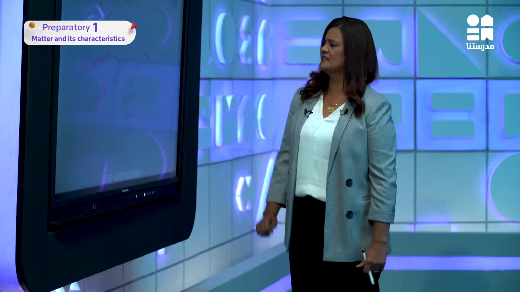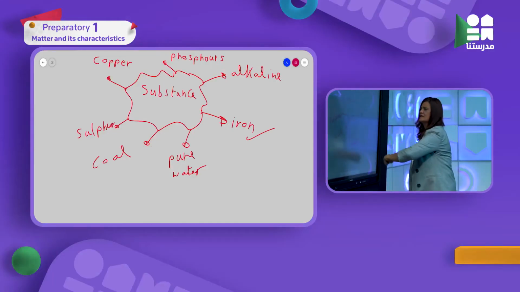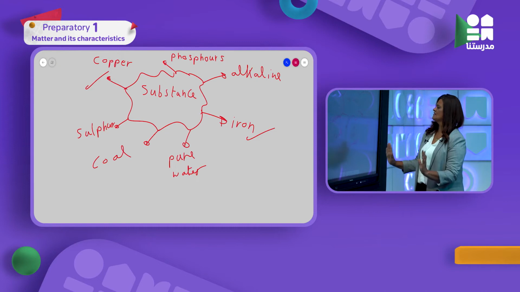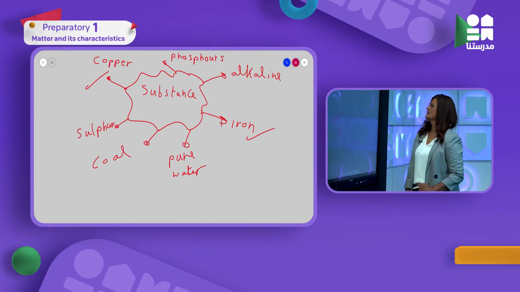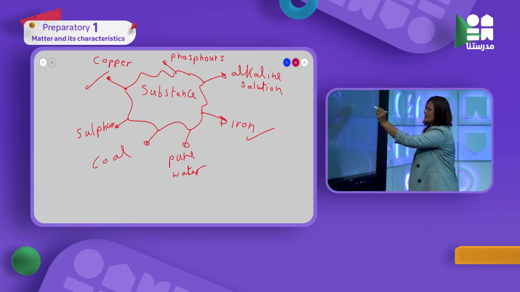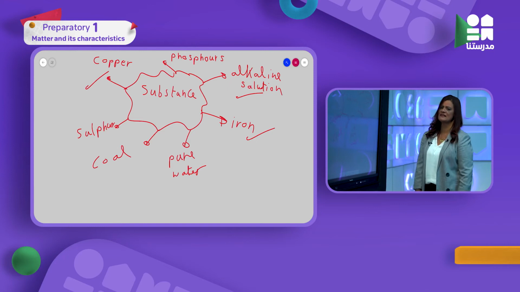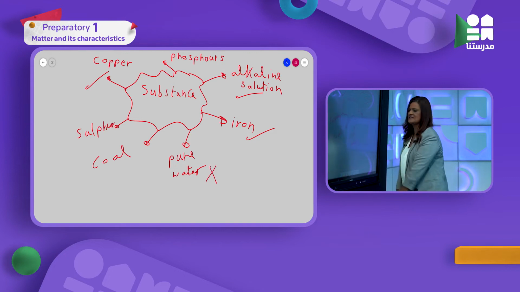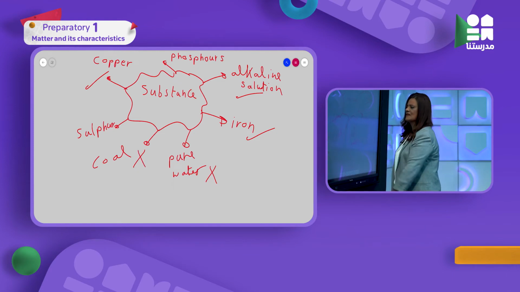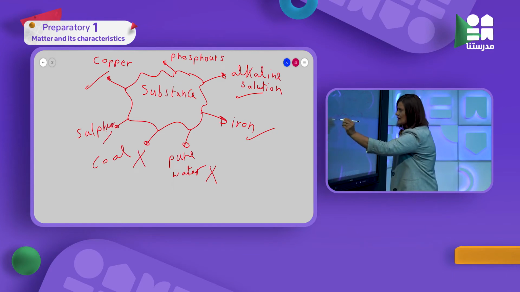Metals all conduct electricity. Like what? Like iron. Like what also? Like copper. Any other metal? No, there is no other metal. So all of these can conduct electricity. What about the others? Here I mean the alkaline solution. Okay? An alkaline solution can conduct electricity. What about pure water? As I mentioned before, it doesn't contain salts at all, so it will not conduct electricity. What about coal? It is a solid material, but it cannot conduct electricity because it is not a metal. What about sulfur? It cannot conduct electricity.